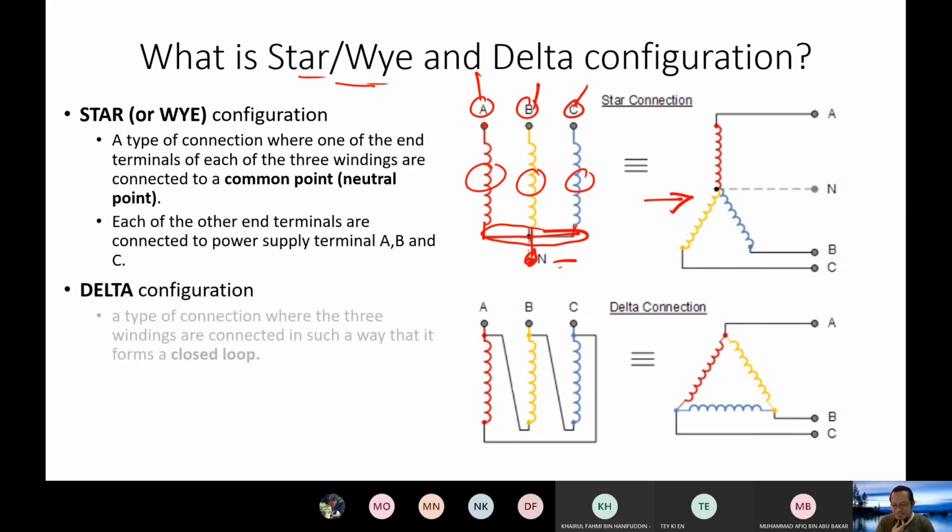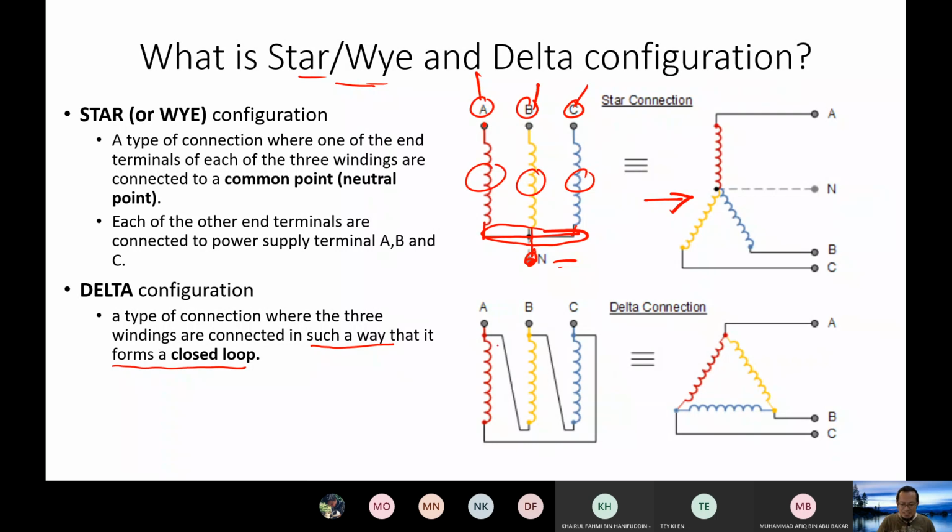So what is delta configuration? A delta configuration is the type of connection where the three windings are connected in such a way that it forms a closed loop. Let's say the windings are all the same. Let's say these two windings on the top here and the bottom here are from the same motor, the same kilowatt, the same horsepower, and basically each winding has the same resistance and inductance.